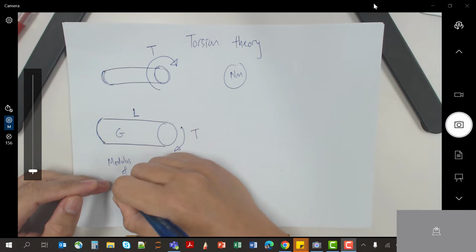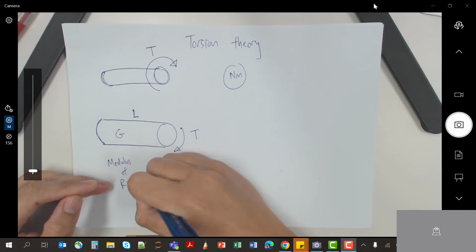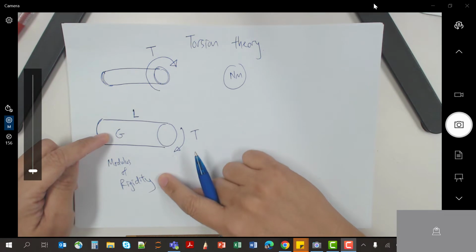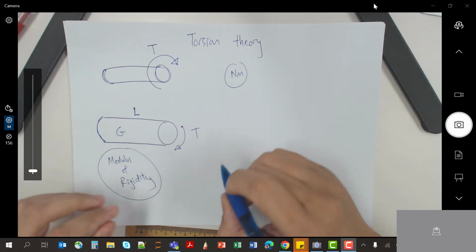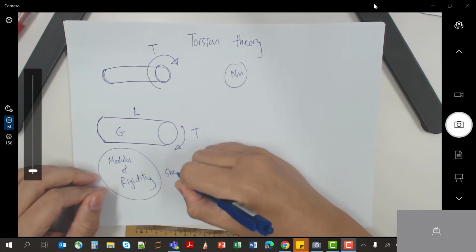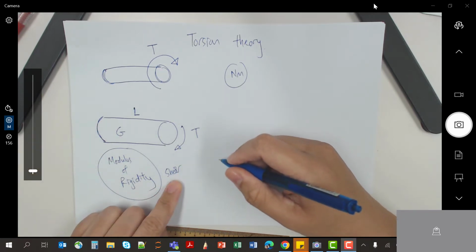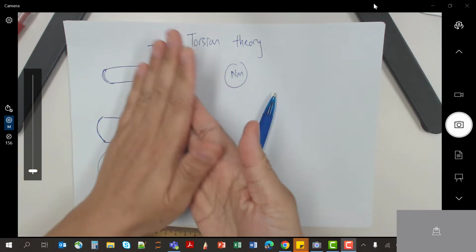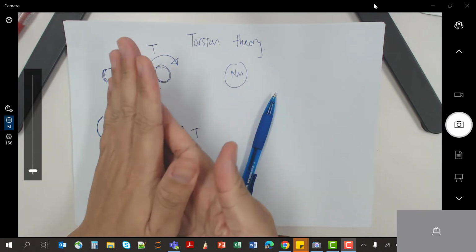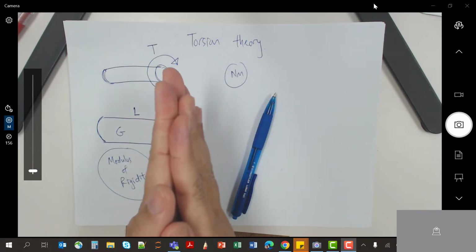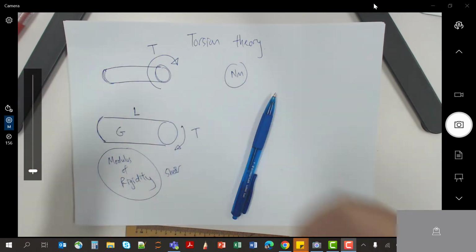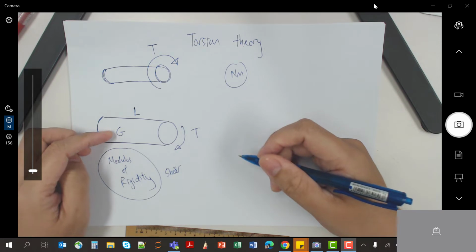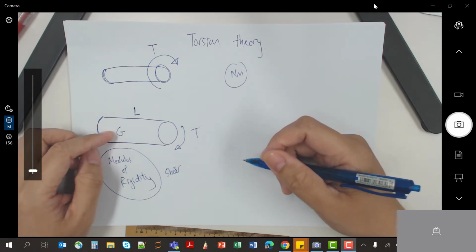Different materials have different G, and this characteristic is actually how resistant the material is to shear. By shear we are talking about forces that are doing this shearing action, not the direct stress and strain, but the shear stress and shear strain. So that is the G over there. Depending on what material, you have a different G.